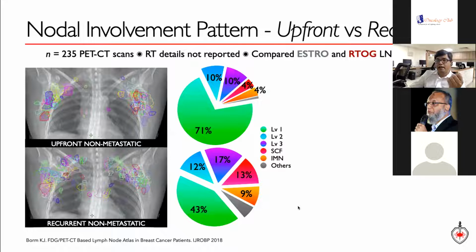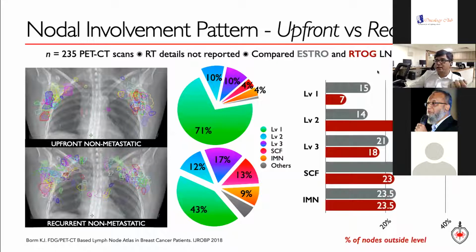And on comparing these guidelines, RTOG is in red, ESTRO is in gray. The percentage of nodes outside all of these individual levels was probably most disparate in the supraclavicular fossa. About 36% of nodes in both these data sets was outside the ESTRO guideline.